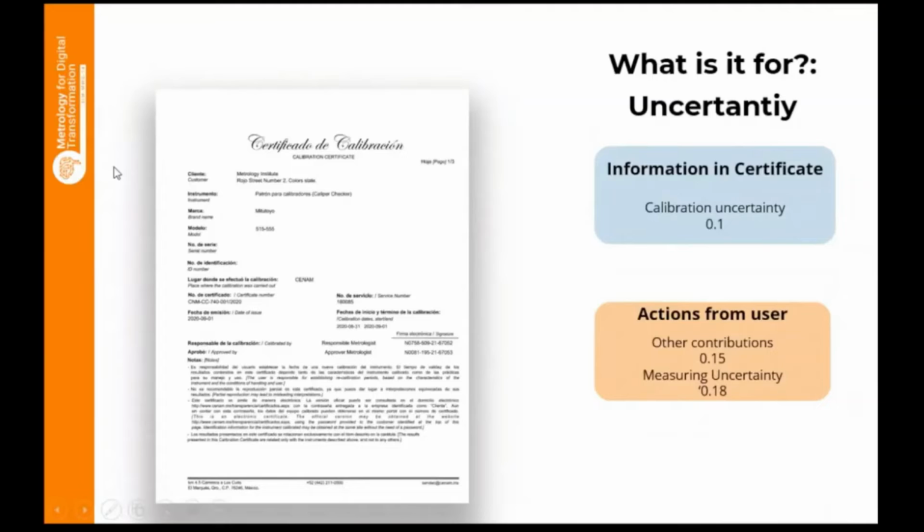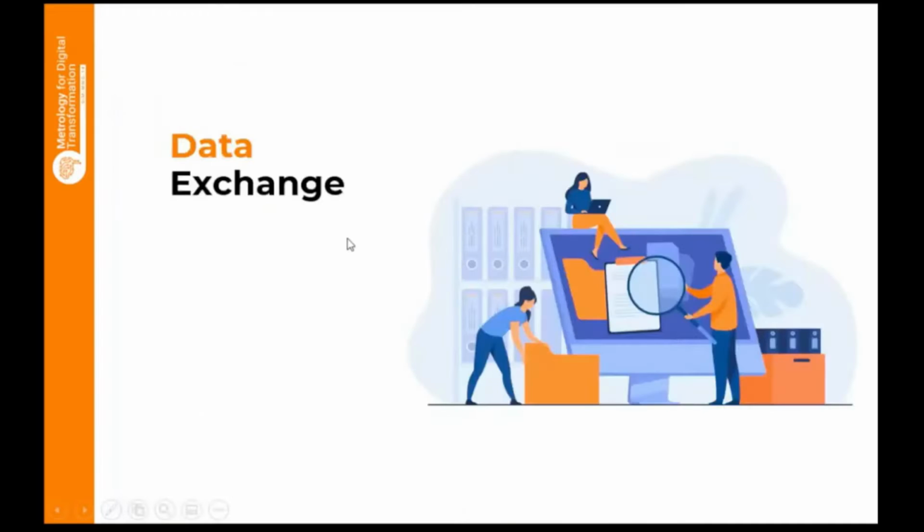For example, in the case of uncertainty, it's important to take the value in order to estimate the next levels of uncertainty. When we use a standard, a gauge, or a calibration procedure, we are adding another uncertainty contribution. So we need this information. Until now, we read the document, the PDF, the printed document, obtain this value, and then transfer it to our system, to our software, in order to calculate the next values.